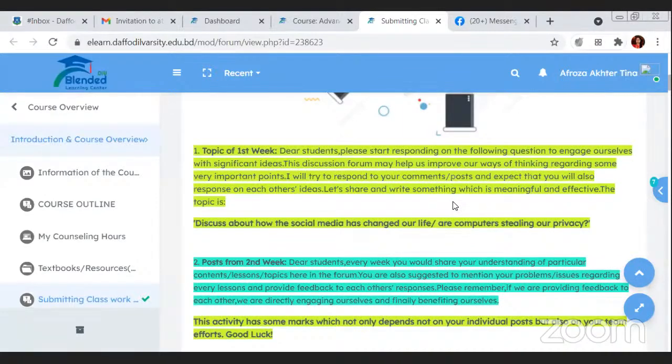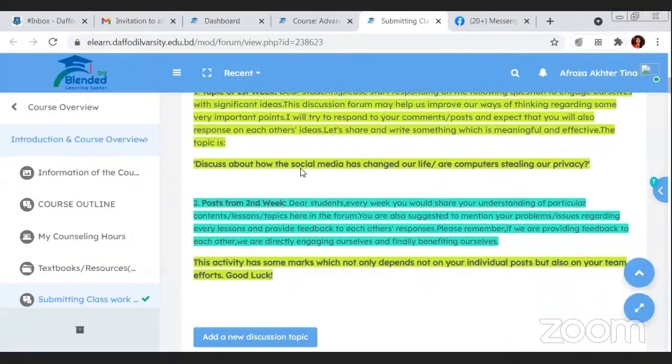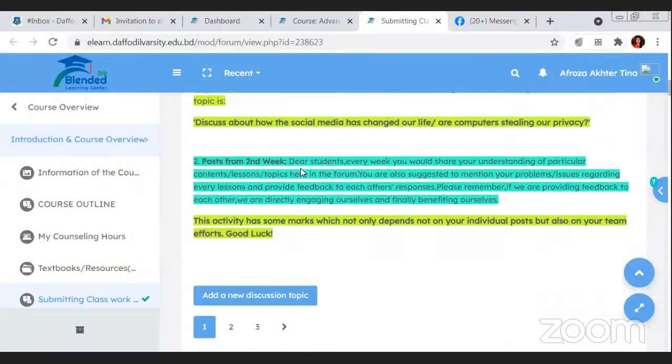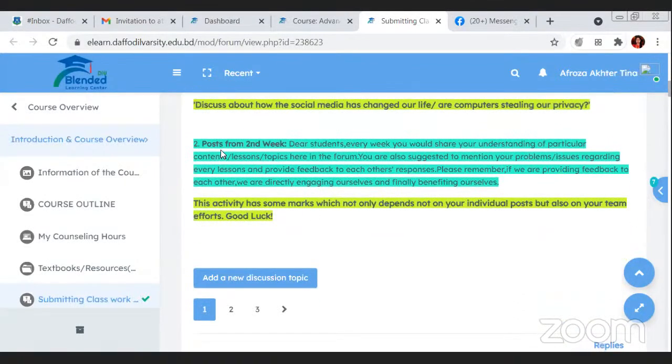So I included a topic in the very first week for my students. I shared one topic and requested them to answer this particular question, which discusses how social media has changed our life or whether our computers are stealing our privacy. I requested them to write down their ideas in the forum. I would show you later.